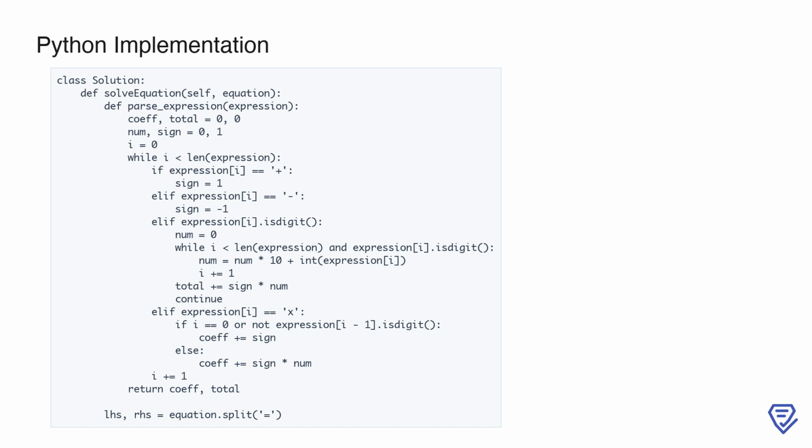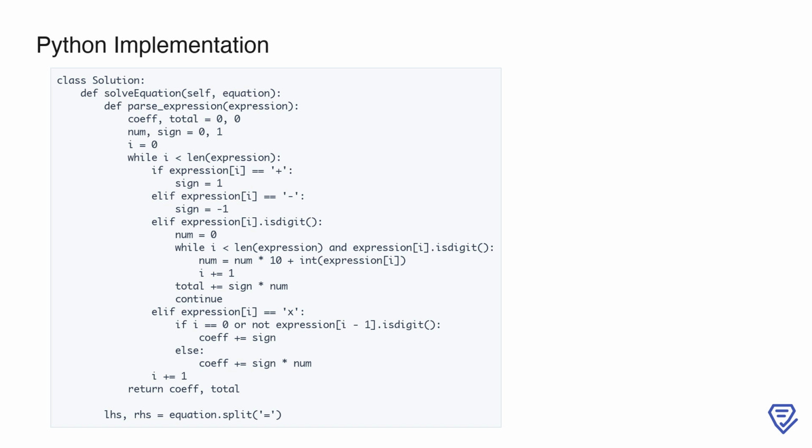The while loop iterates through the expression character by character. For each character, we check if it's a plus or dash to adjust the sign, or if it's a digit, we compute the full number by iterating until we reach a non-digit character. If we encounter x, we determine its coefficient. If no number precedes x, the coefficient is treated as 1 or -1 depending on the sign. At the end, the function returns the coefficient of x and the total constant value.